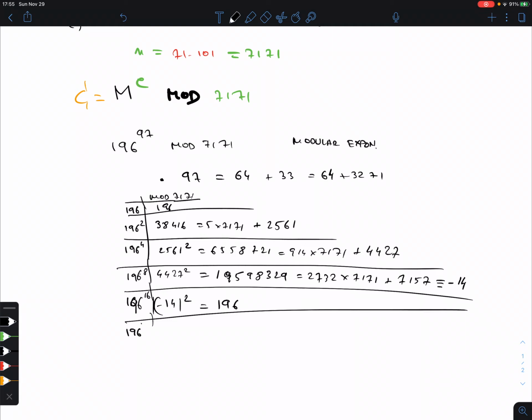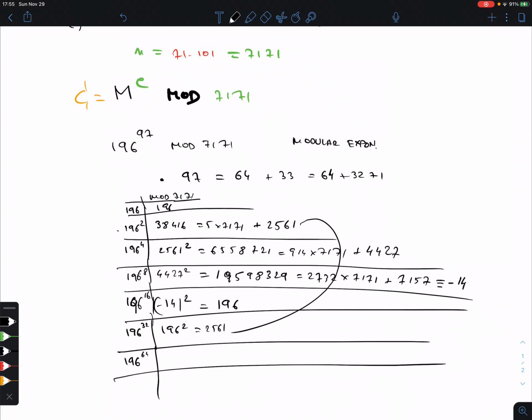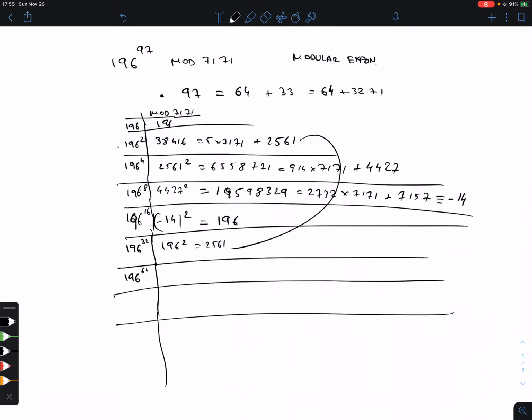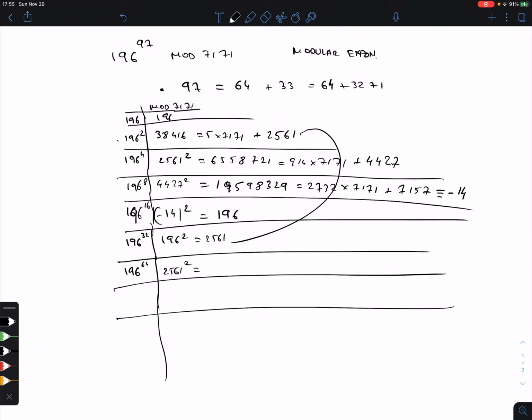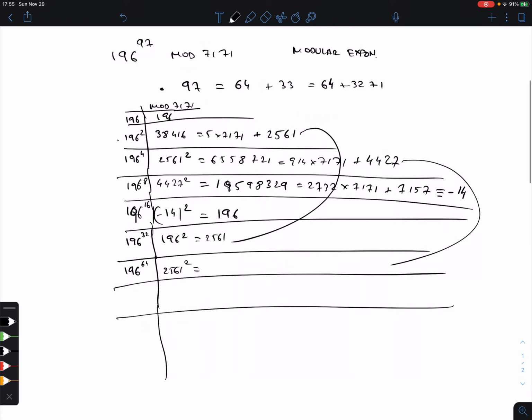So we now have to do this to the power 2. So we have to do 196 squared, but we have this value, we know, this is 2561. So always be on the lookout for patterns like that. They're not always going to be patterns like that, but it could be. Okay, so we have to now do 2561 squared, but we have also calculated that. That is 4427, and that's all that I need, right? Because what I need is 64, 32, and 1. So the 1, the 32 power, and the 64 power.